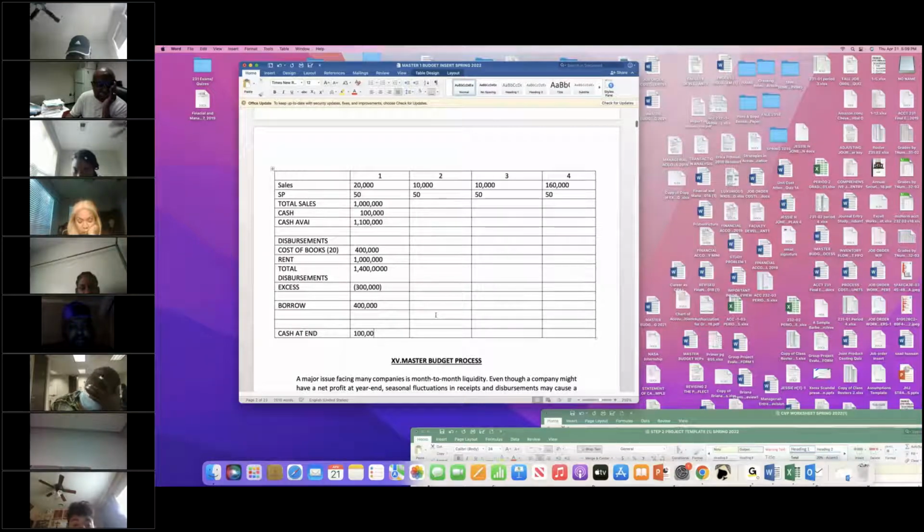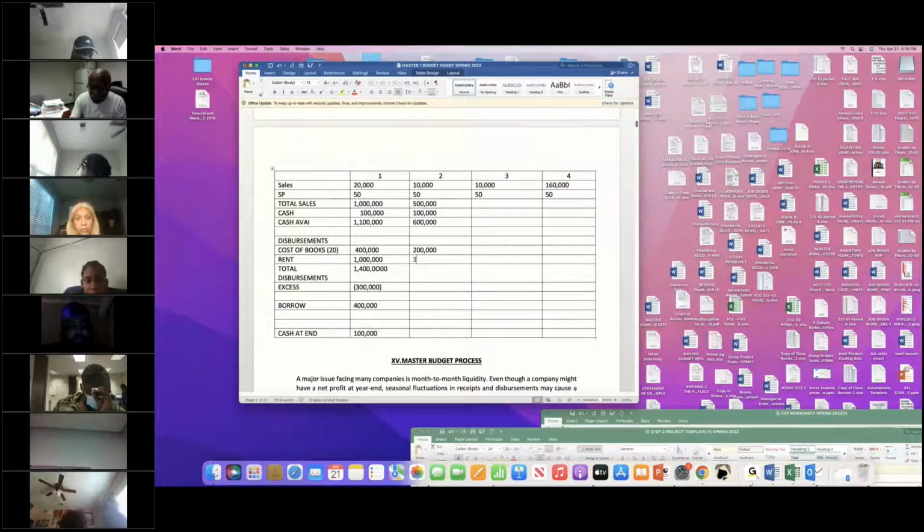So we go to the second quarter and we only sell 10,000. So we're only going to have 500,000, correct? We had that cash on hand of 100,000. So our cash available is 600,000. The cost of the books is going to be 20 at 10,000, so it's 200,000. Our rent is still $1,000,000. It's just like the rent you pay.